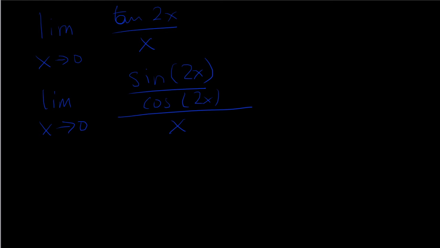Now, since we're dividing by x, that's the same thing as multiplying by 1 over x. So really, this x is just going to come over here. So dividing by x is the same thing as multiplying by 1 over x. So that's why the x is going in the denominator. Okay, so we have limit as x approaches 0 of sine 2x over x times cosine 2x.